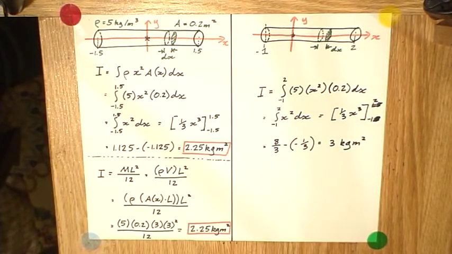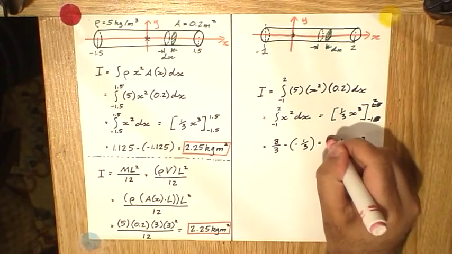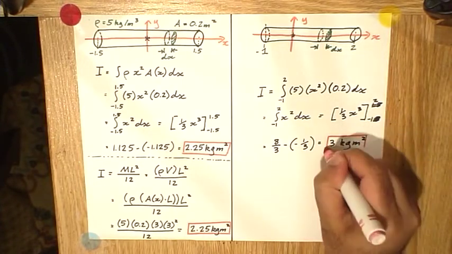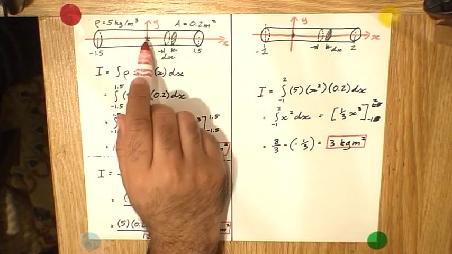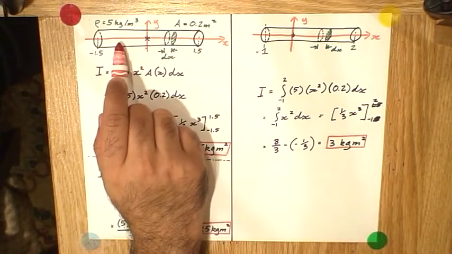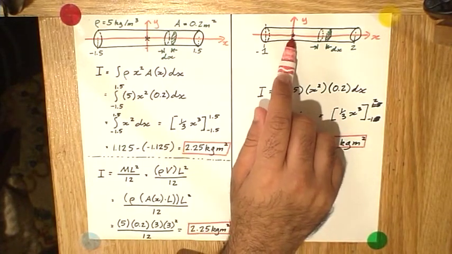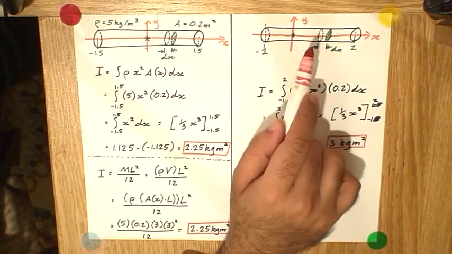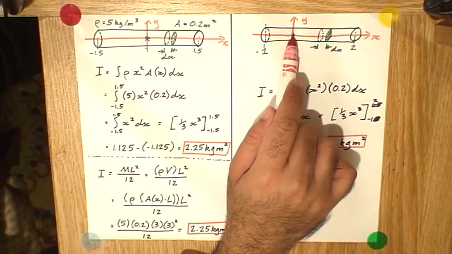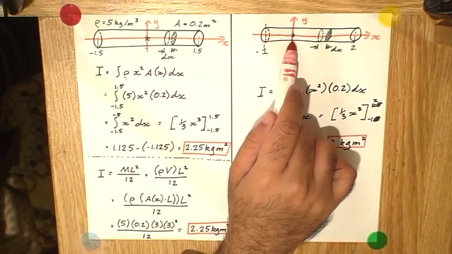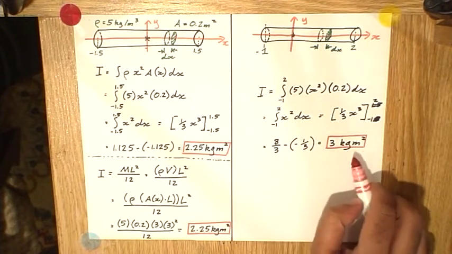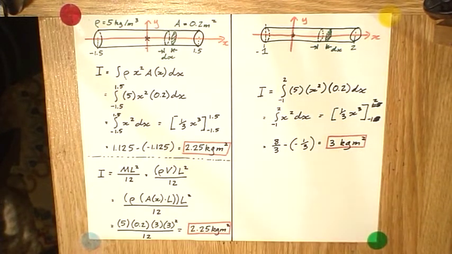And this is the moment of inertia of the same rod being rotated not at the center of mass, but at some distance to the left of the center of mass. So the center of rotation has been moved so that it's only 1 meter away from the left end, and we get a bigger moment of inertia as a result.